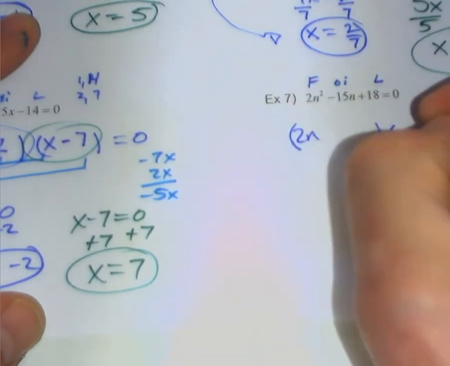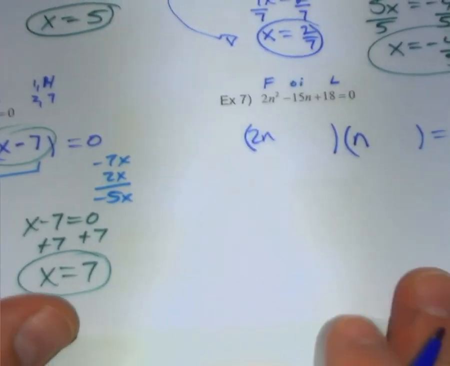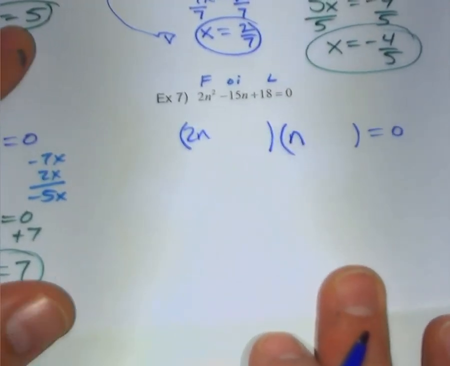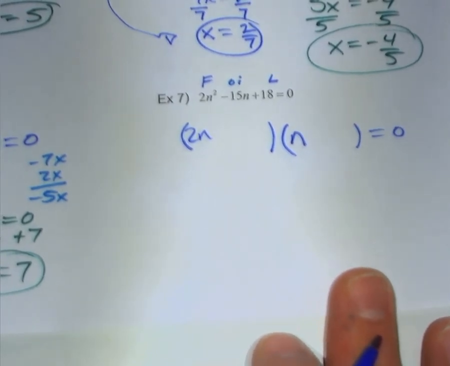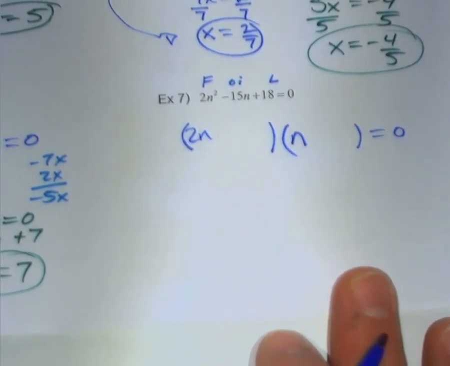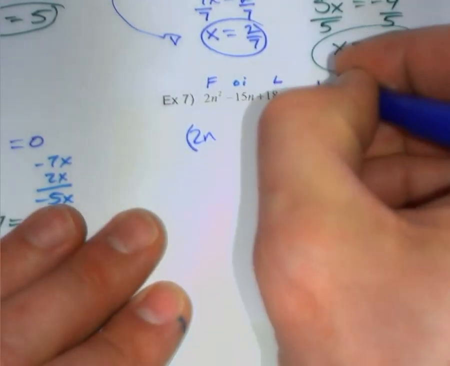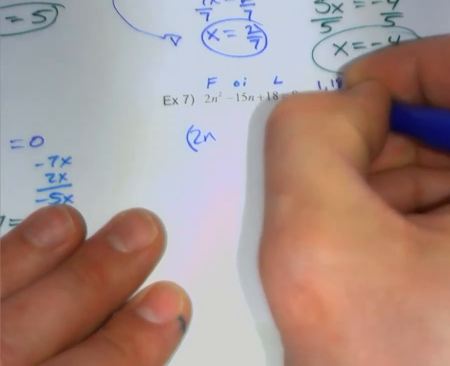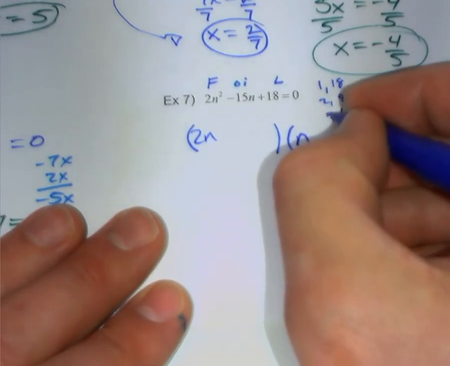2n and n. So factors of 2n squared are 2n and n. Everybody okay with that? Again, I don't see a GCF there. Now, factors of 18, OMG. 1 and 18, 2 and 9, 3 and 6.